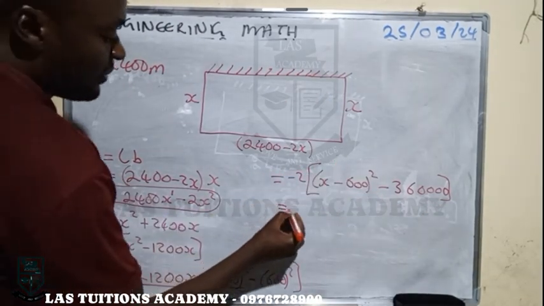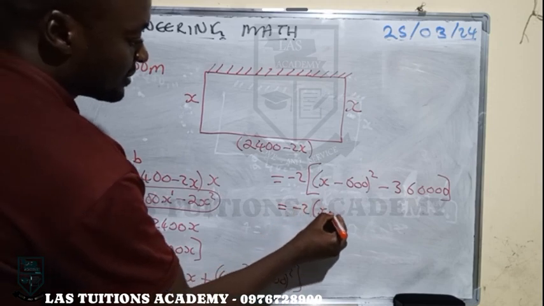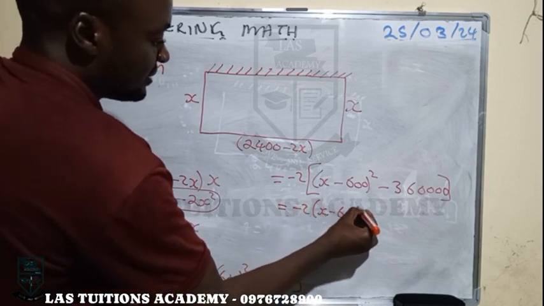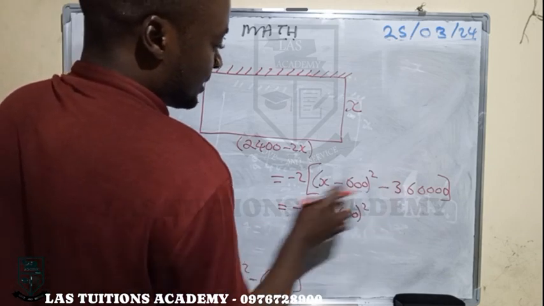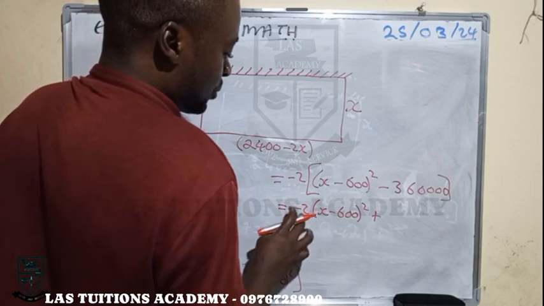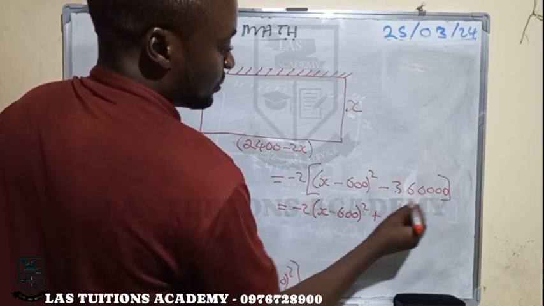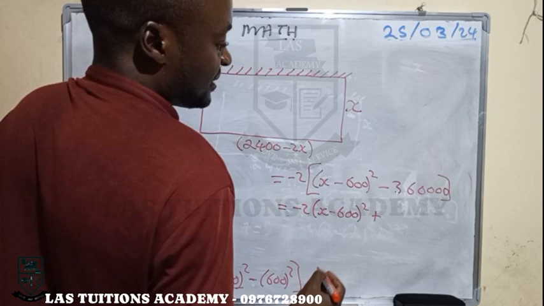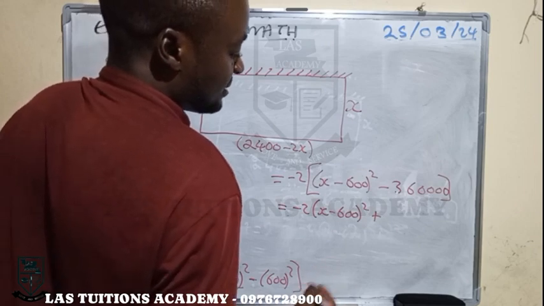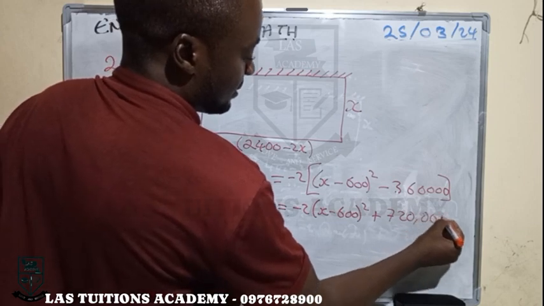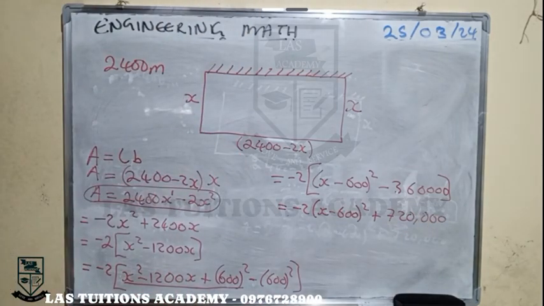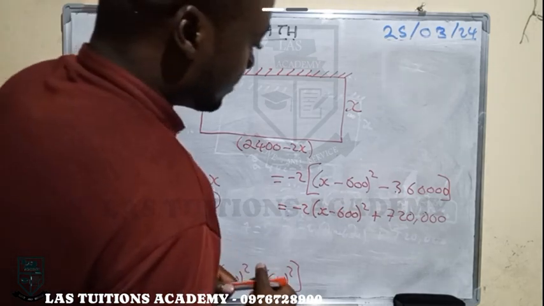So we're going to have negative 2 times (x minus 600) squared. Negative 2 times this negative, we get plus, 2 times this, what are we going to get? Is it 720? Yes, sir. 720,000. That's what we are going to get.